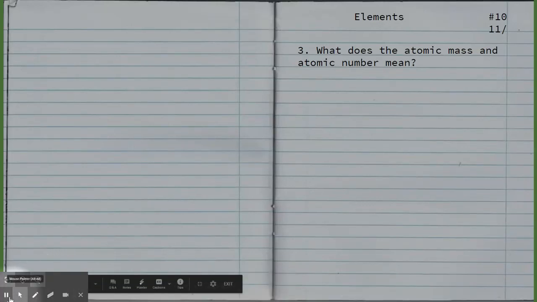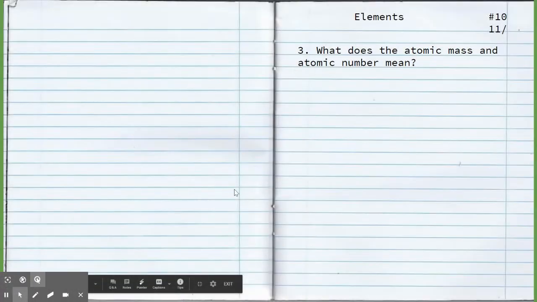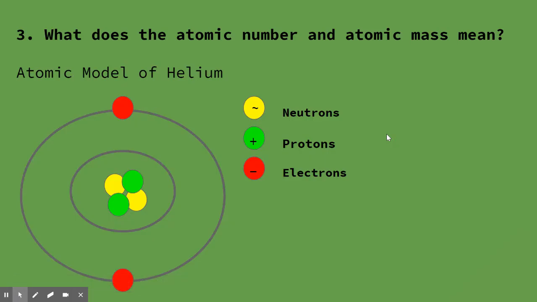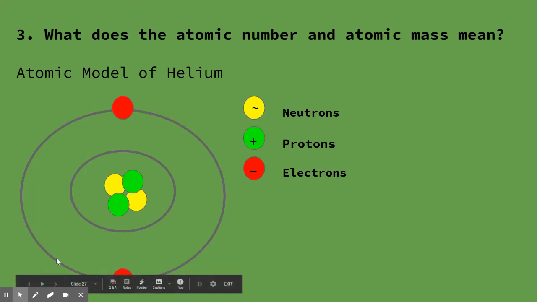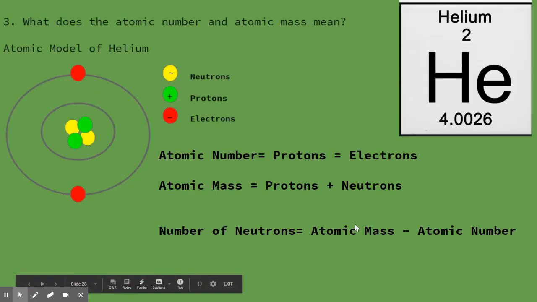Okay, back to where we left off. Topic number 10, question number 3. What is the atomic number and the atomic mass? So you saw us asked for you to draw this in your notes. And I said I outlined it with these are the electrons that are in red, protons are green, neutrons are in yellow. But what do those really mean?